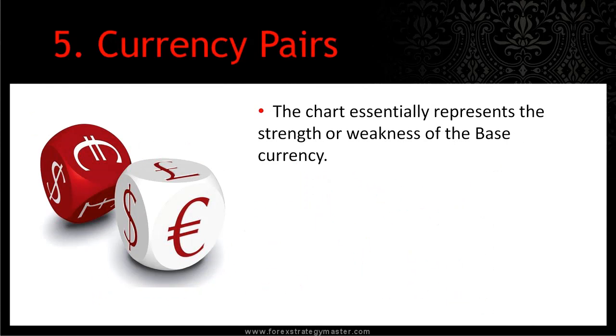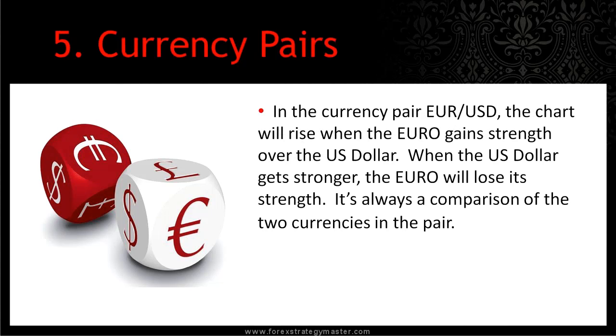The chart essentially represents the strength or weakness of the base currency. This is just an easy way to remember this. In the currency pair, the Euro USD, the chart will rise when the euro gains strength over the US dollar. When the US dollar gets stronger, the euro will lose its strength again in comparison. It's always a comparison of the two currencies in the pair.